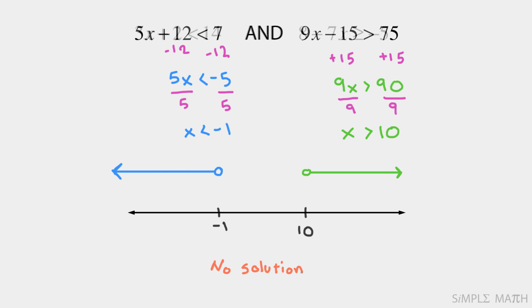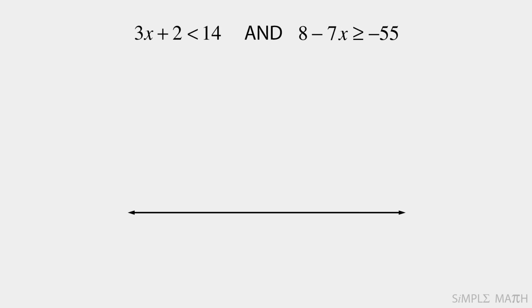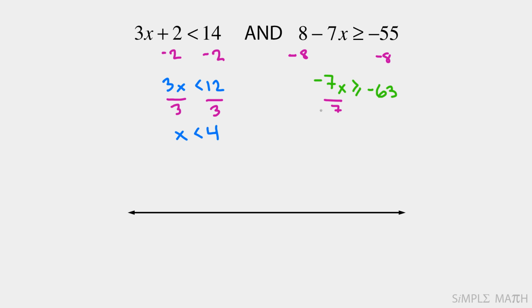Now let's look at one last example. For this problem, we've got two inequalities connected with the word and, so we're looking for values that satisfy both inequalities. We'll solve the inequality on the left by subtracting 2 from both sides and then dividing by 3 to get x is less than 4. To solve the inequality on the right, we subtract 8 from both sides and then divide by -7 to get x is less than or equal to 9. Again, don't forget to switch the direction of the sign.